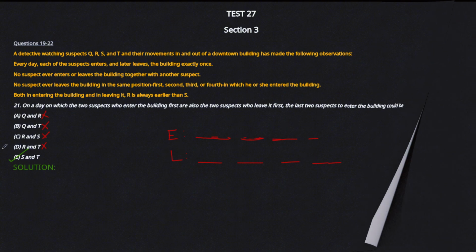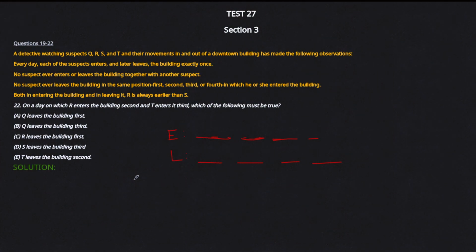On to the next one. 22. On a day on which R enters the building second and T enters it third, which of the following must be true? Again, let's start. You know what? I'll start with option A this time. R at number 2, T at number 3, and for that last condition, S has to be here and Q has to go at number 1.